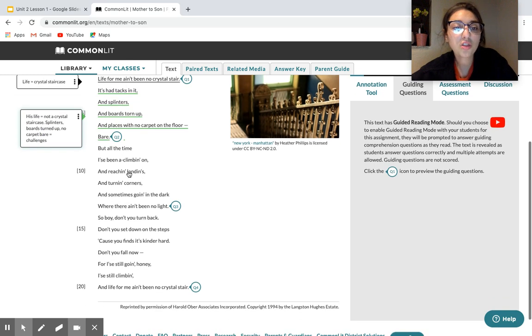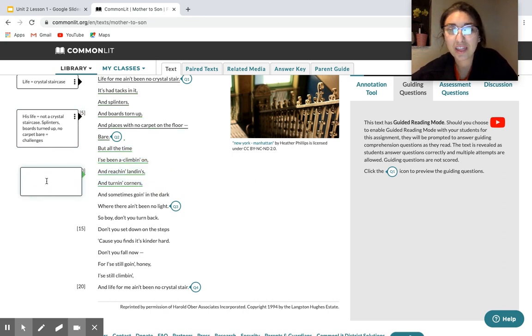It says, but all the time I've been a-climbing on and reaching landings and turning corners. So he says, I've had this hard life. My life has not been a crystal staircase. But even though I've been going through all of these challenges, I've just been climbing on. I've been going up that staircase. I've been reaching the landings. I've been turning the corners in the staircase, even though all my life has been hard.